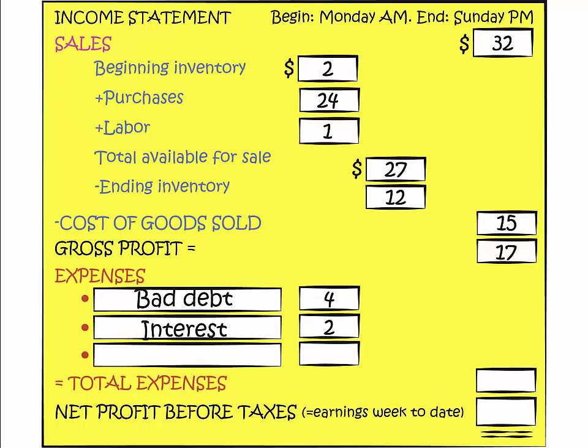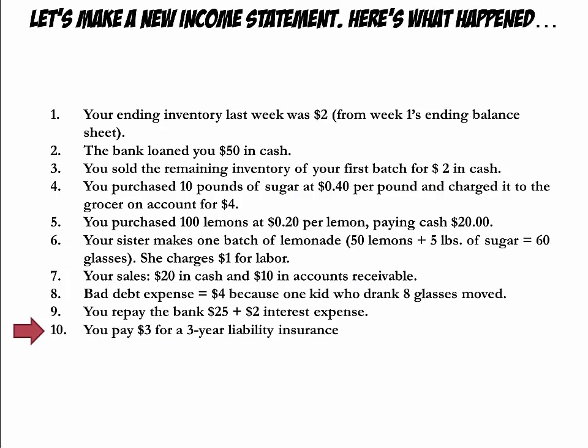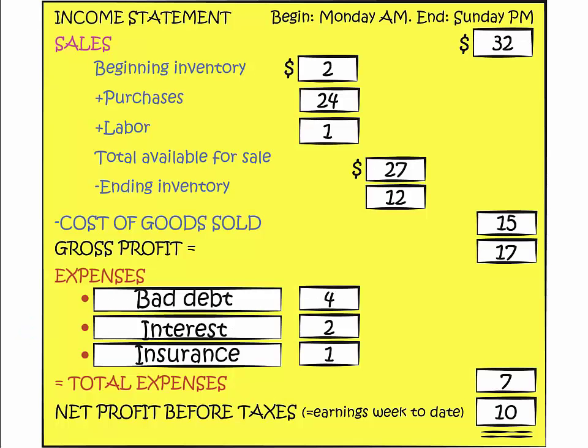The interest expense, on the other hand, affects our income statement. But the interest cost is not related to manufacturing your lemonade, so it goes under expenses and not under cost of goods sold. Finally, you paid $3 for a 3-year liability insurance. How will this affect the income statement? The need to have the insurance is a consequence of doing business, so it's definitely a business expense.